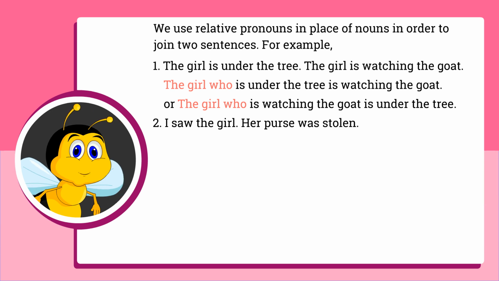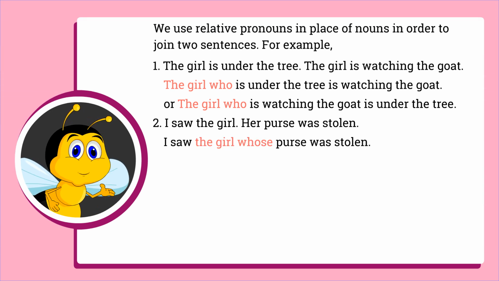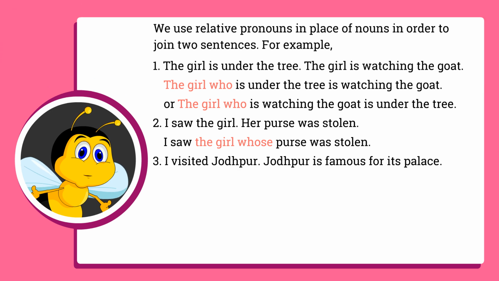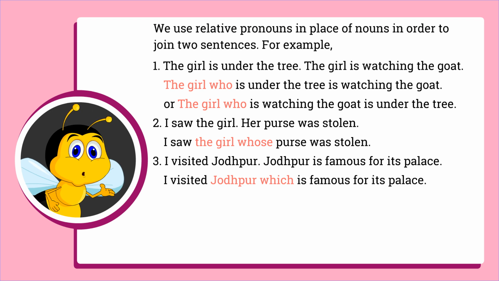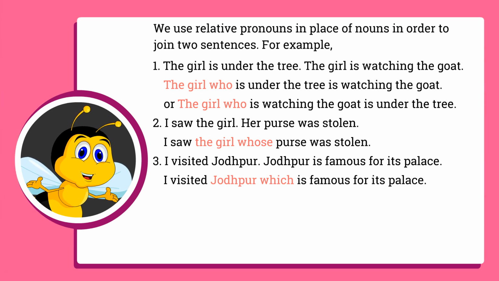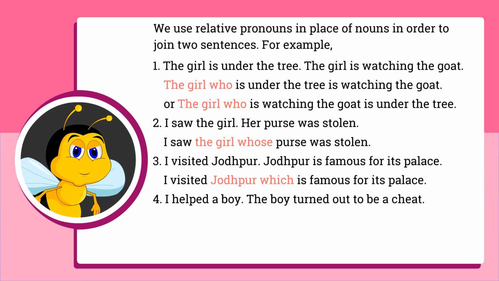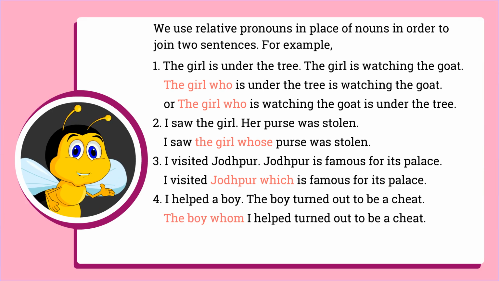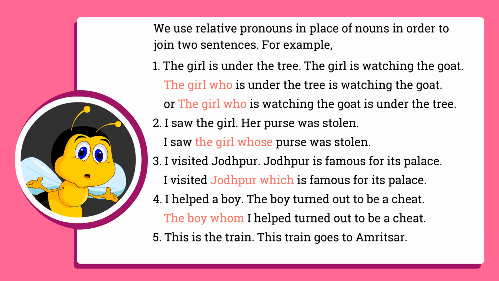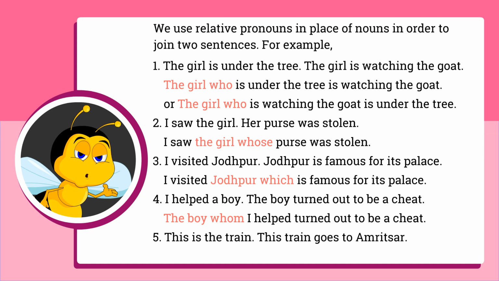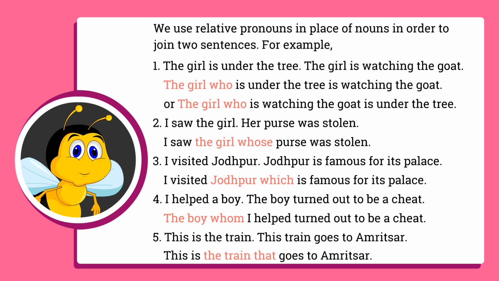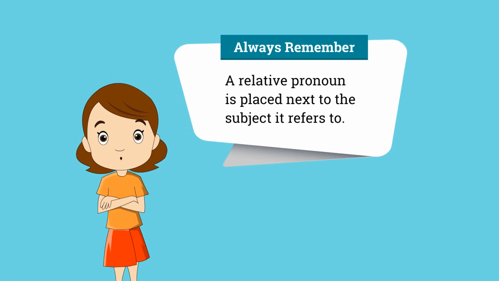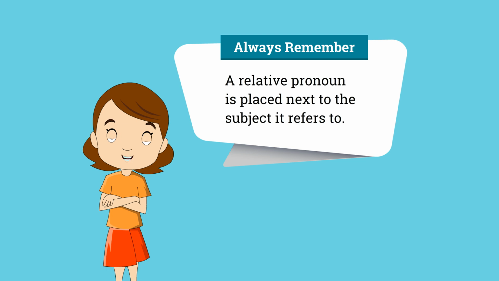I saw the girl. Her purse was stolen. I saw the girl whose purse was stolen. I visited Jodhpur. Jodhpur is famous for its palace. I visited Jodhpur, which is famous for its palace. I helped a boy. The boy turned out to be a cheat. The boy whom I helped turned out to be a cheat. This is the train. This train goes to Amritsar. This is the train that goes to Amritsar. Always remember, a relative pronoun is placed next to the subject it refers to.